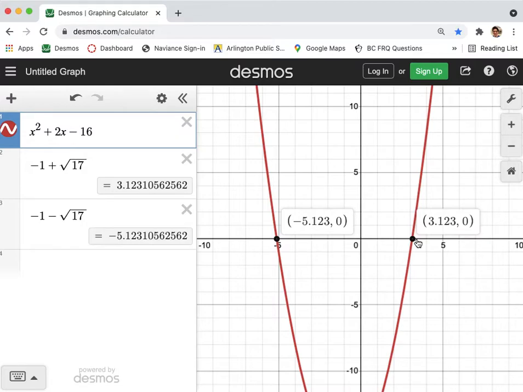It takes a little bit of getting used to, but you'll pretty soon be able to see -1 plus or minus square root of 17. And instead of thinking of it as this weird combination of a bunch of things that don't make sense, you'll start being able to see that as numbers.